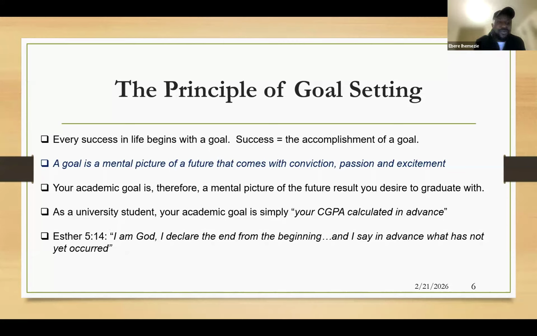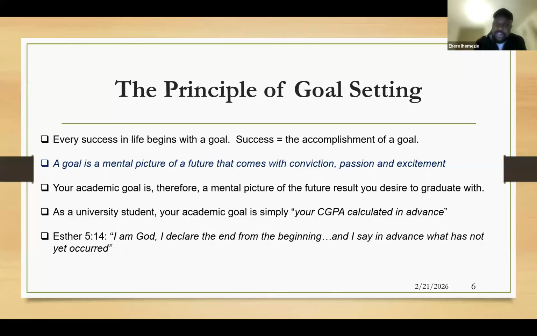I always use this quote in the Bible, for those of us who are Christians, in Isaiah chapter 46 verse 10, where God said, I am God. I declare the end from the beginning, and I say in advance what has not yet occurred. This is simply God setting goals and planning for the future. This Bible verse summarizes for me my understanding of goal setting as it applies to life and academics. So goal setting is generally a mental picture of that desirable future that you want.